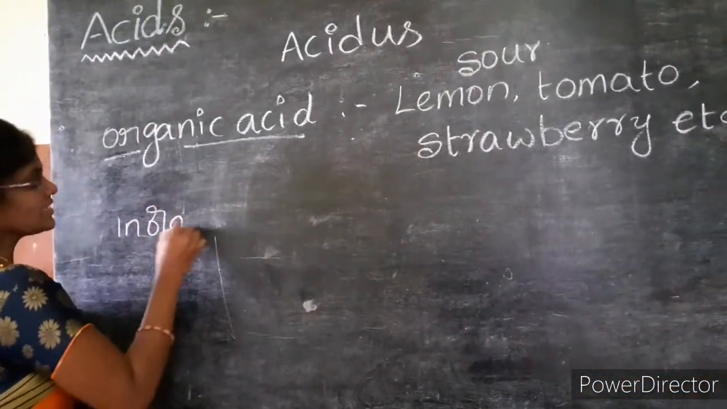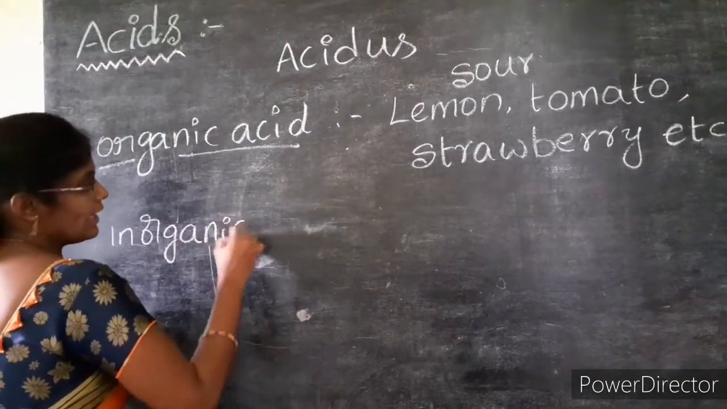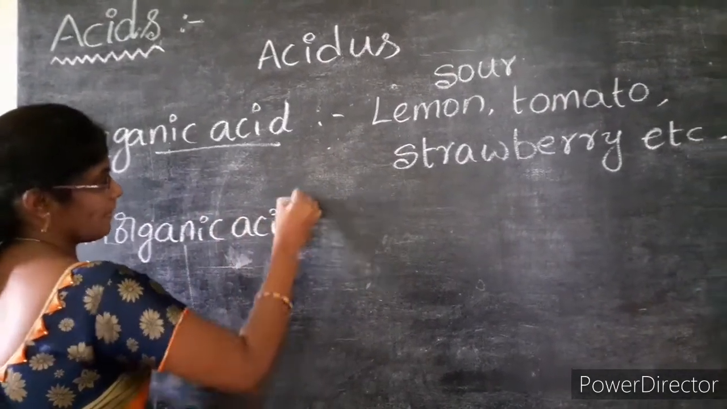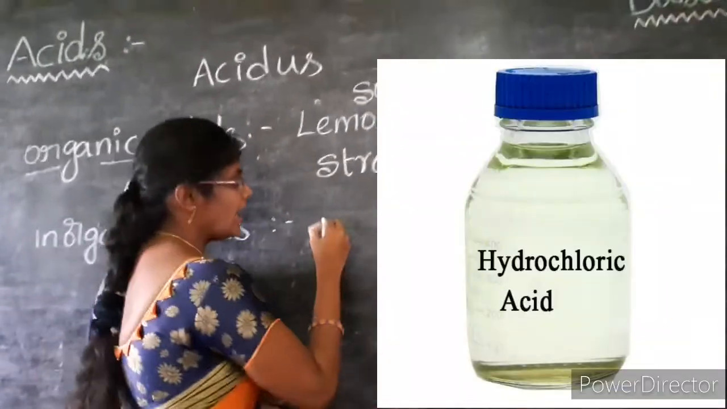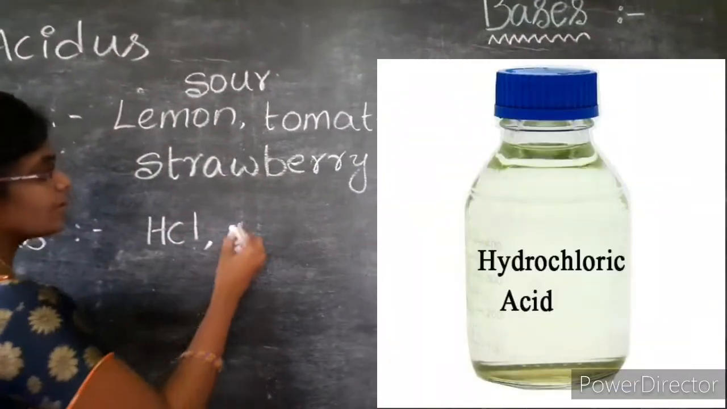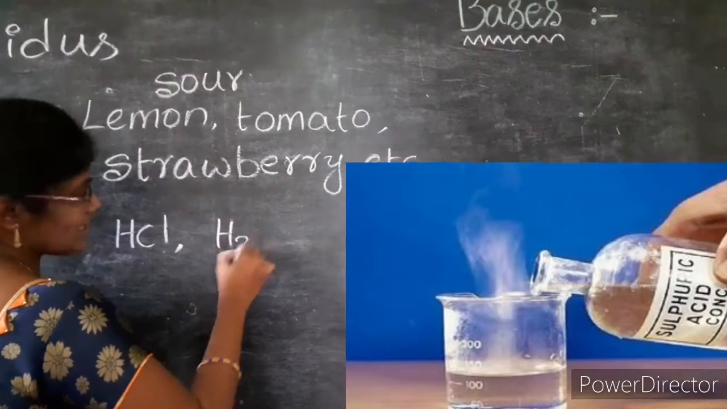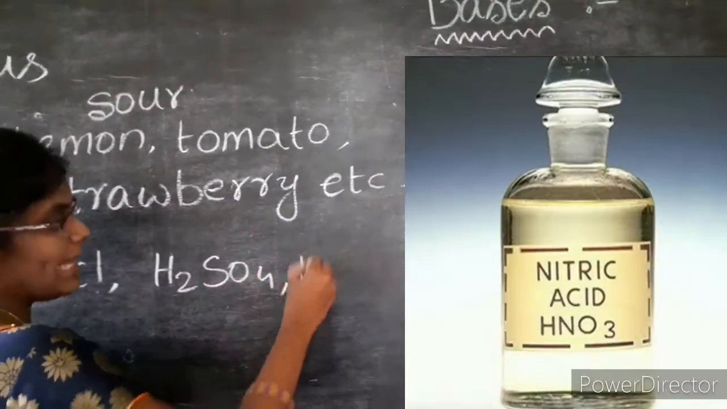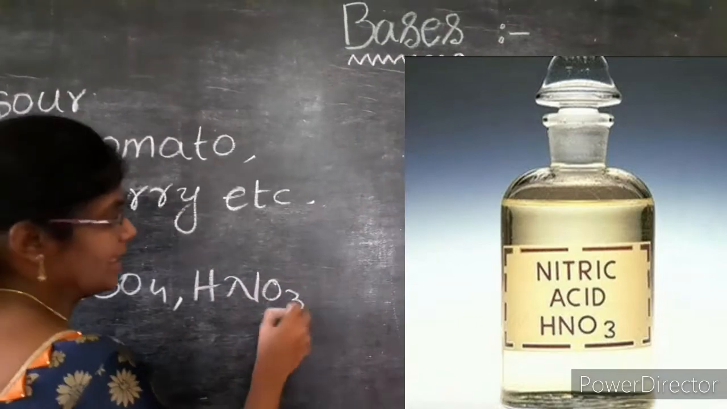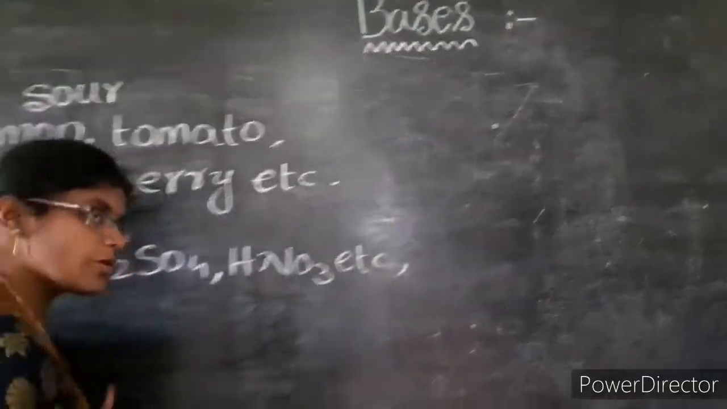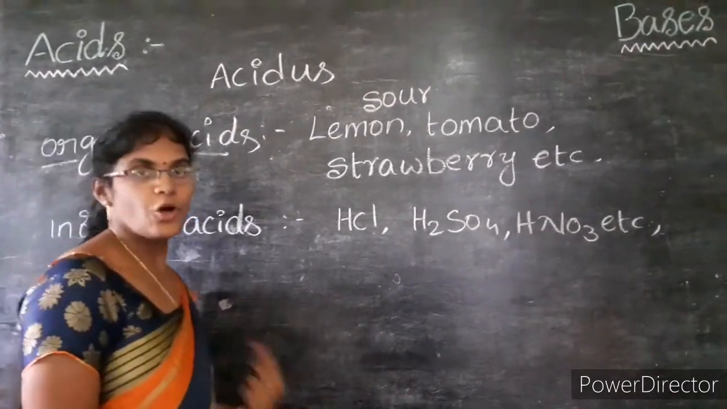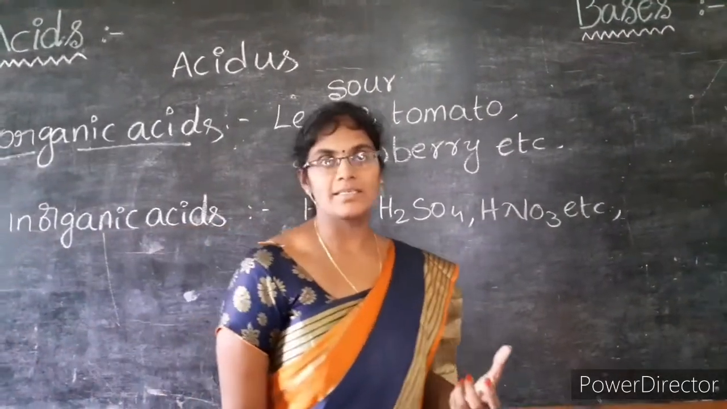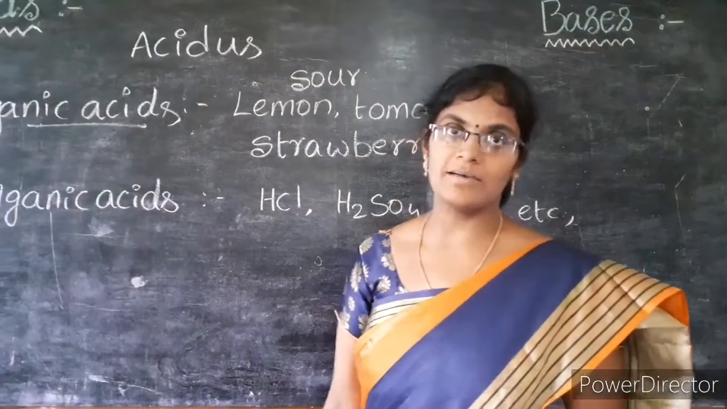inorganic acids. In acids, we have inorganic acids also. For example, hydrochloric acid, sulfuric acid, nitric acid, etc. These are all called inorganic acids. Inorganic acids means they are prepared with minerals. They are man-made acids. Okay.